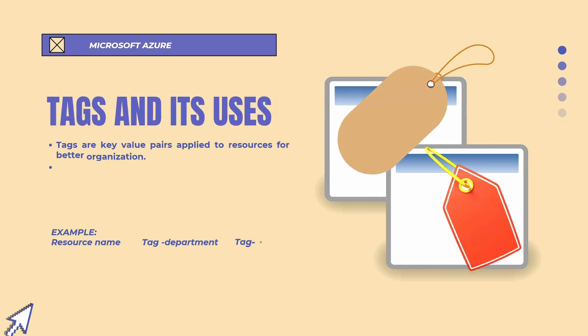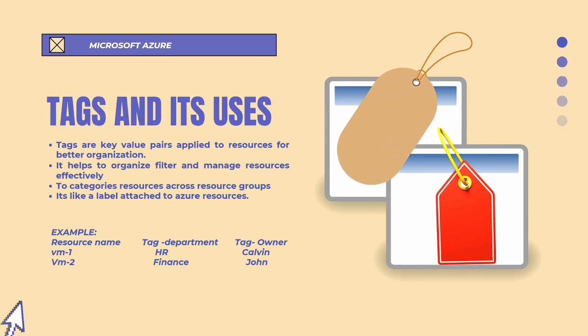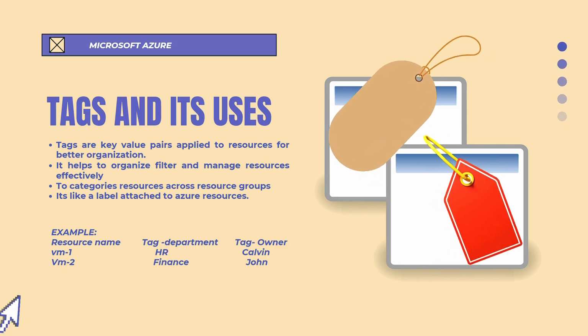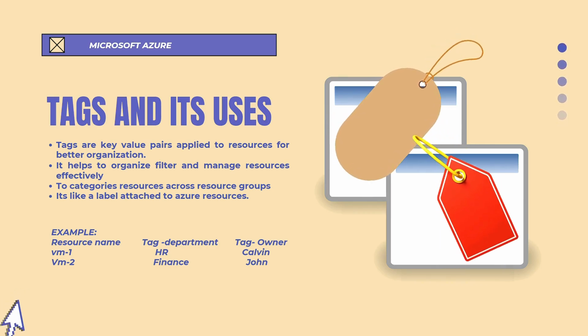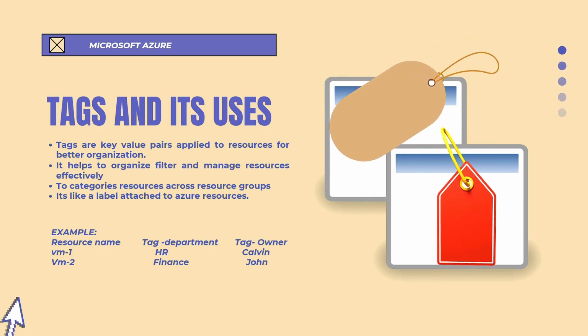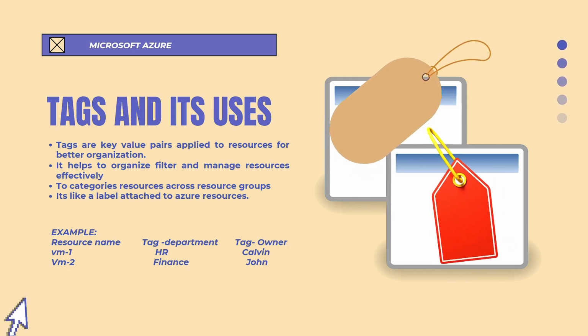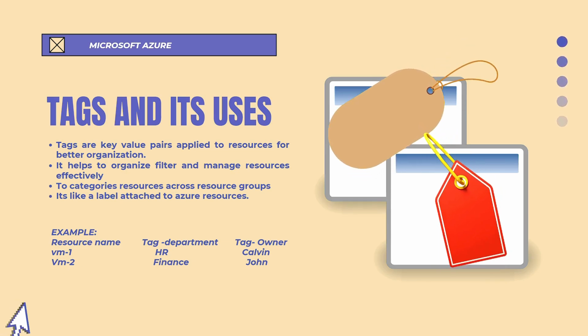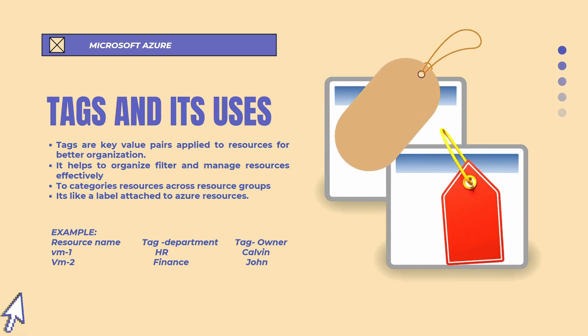So, what is a tag and its uses? Tags are metadata in the form of key value pairs that you attach to Azure resources to enhance organization, filtering, and cost management across multiple resource groups. It helps to organize, filter, and manage resources effectively. It's a label attached to an Azure resource.